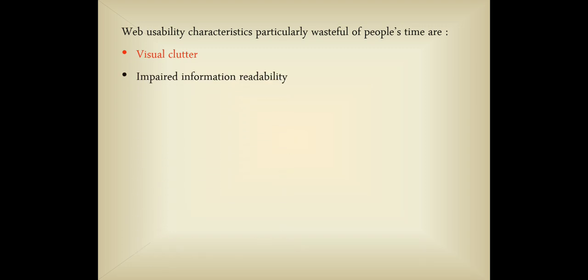Similarly, the next characteristic that wastes people's time is impaired information readability. So what do we mean by impaired information readability? Page readability diminishes because of poor choice of typefaces, colors, and graphics. Use of innumerable typefaces and a mixture of different colors creeps the meaning from the screen.